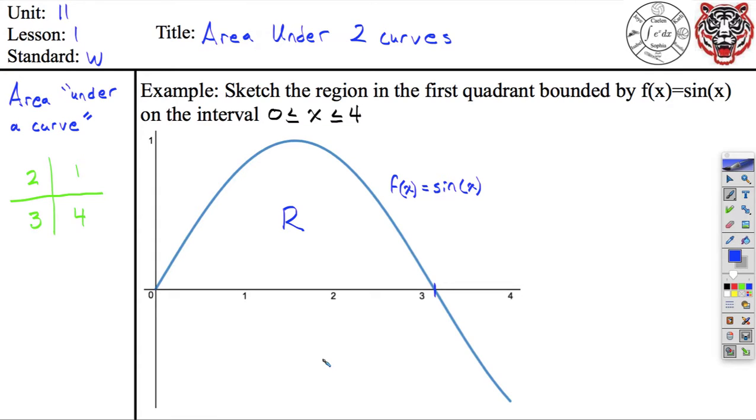It's not at 3. Where is sine of x equal to 0 for the y coordinate? What is the x coordinate here? It's a little bit more than 3, a little less than 3.1. It's sine. So does that give you any hints? Sine of 3 pi over 2? I don't know.